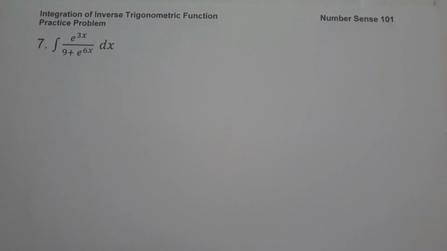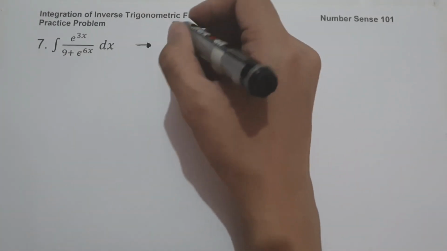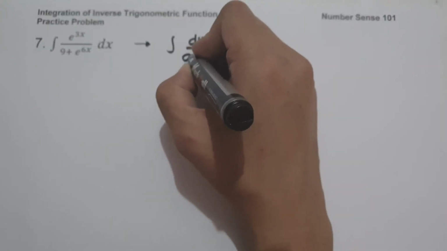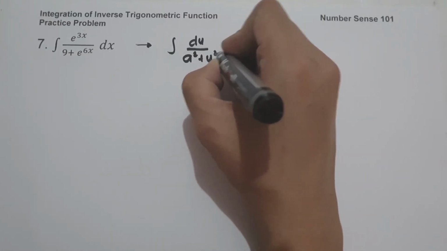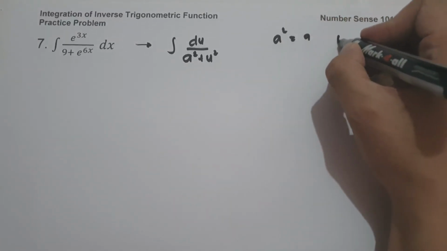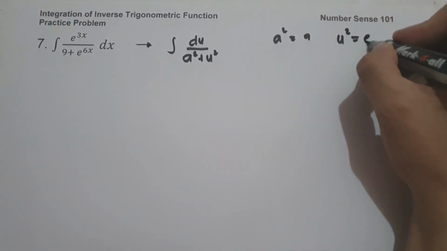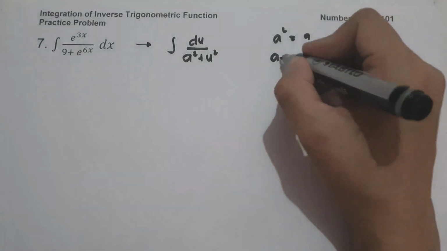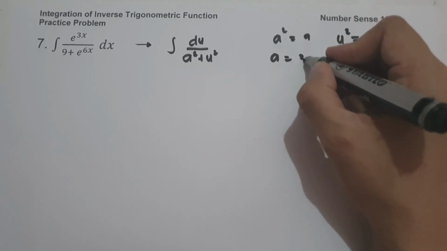On the last example, what is the antiderivative of e raised to 3x over 9 plus e raised to 6x dx? So the given expression is written in the form of the antiderivative of du over a squared plus u squared. So let us set a squared as 9 and u squared, that is e raised to 6x. And then the value of a, that is the square root of 9, that is 3.